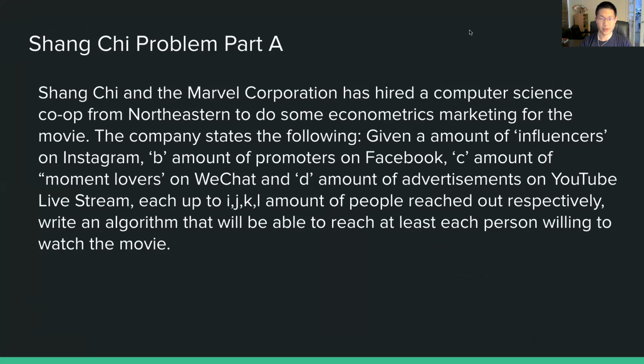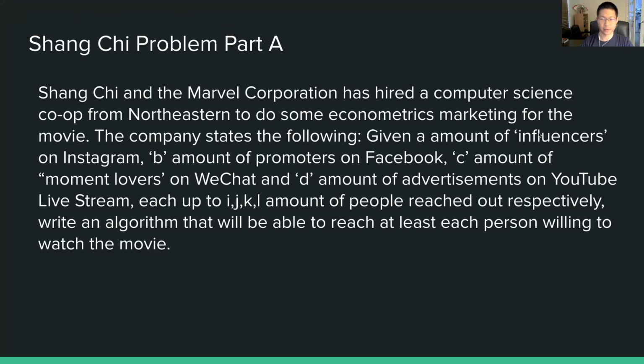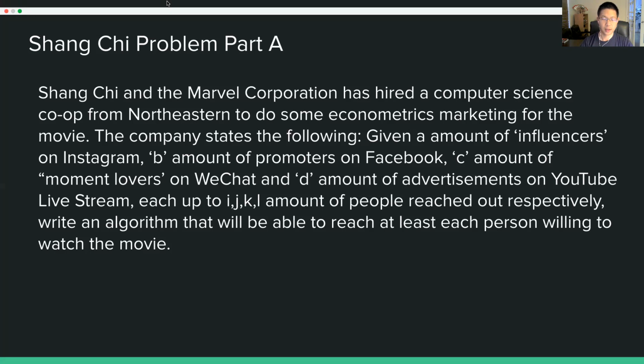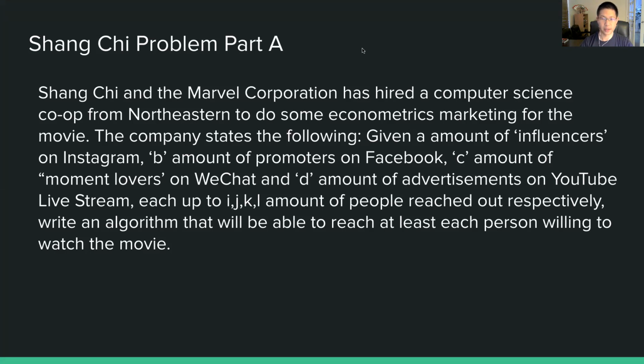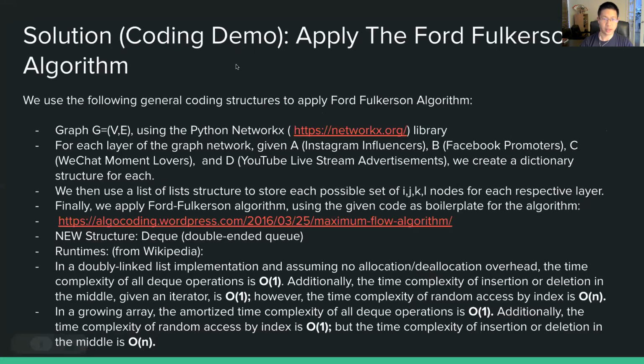So before we can get to ROC, let's just go over the forward focusing. So of course, part A, review. It's all about forward focusing: the A amount of influencers, B amount of promoters, C amount of moment lovers, and D amount of advertisements. So we knew from episode 5 that this answer is basically forward focusing with weighted edges, right? The coding is actually way more complicated.